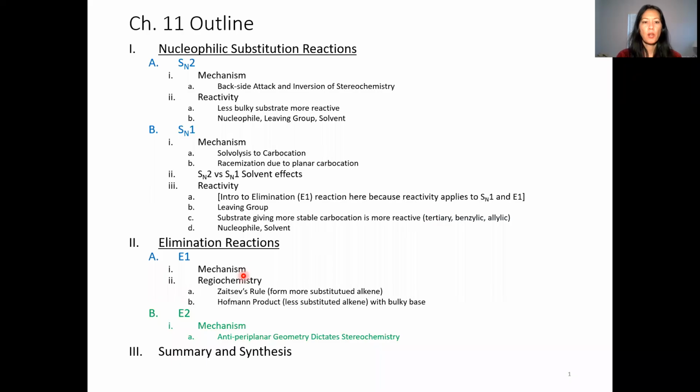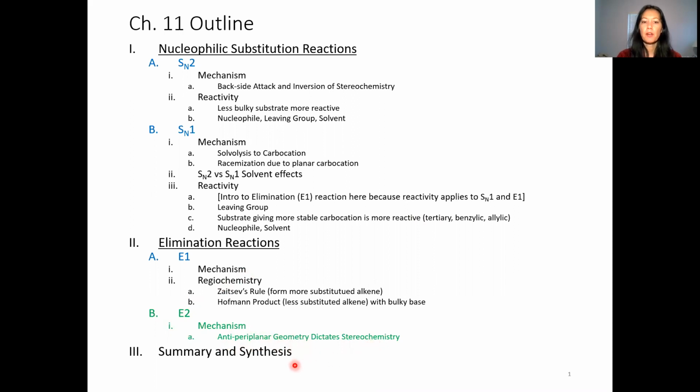Hello, students. So this is part 3 of chapter 11, and what we're going to be talking about is a type of elimination reaction, the E2 reaction. That's a bimolecular reaction, similar to SN2, but an elimination giving the alkene product. So we'll talk a little bit about mechanism. What's really important here is anti-periplanar geometry, which dictates stereochemistry.